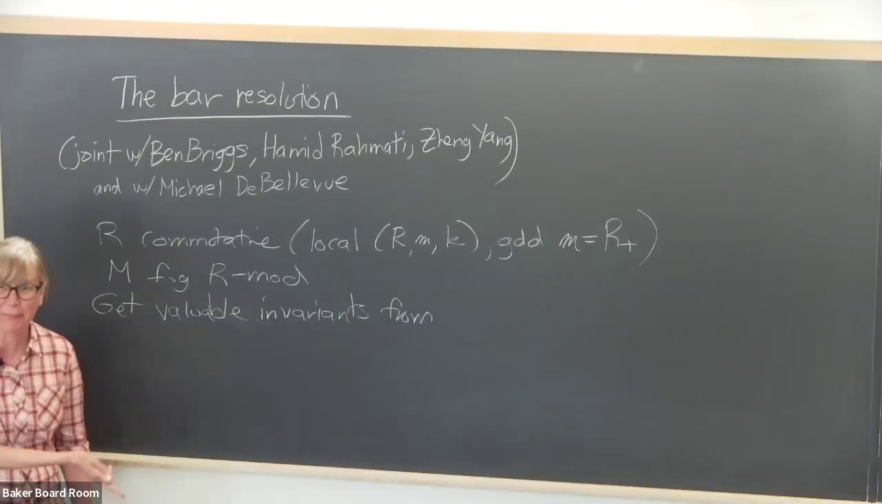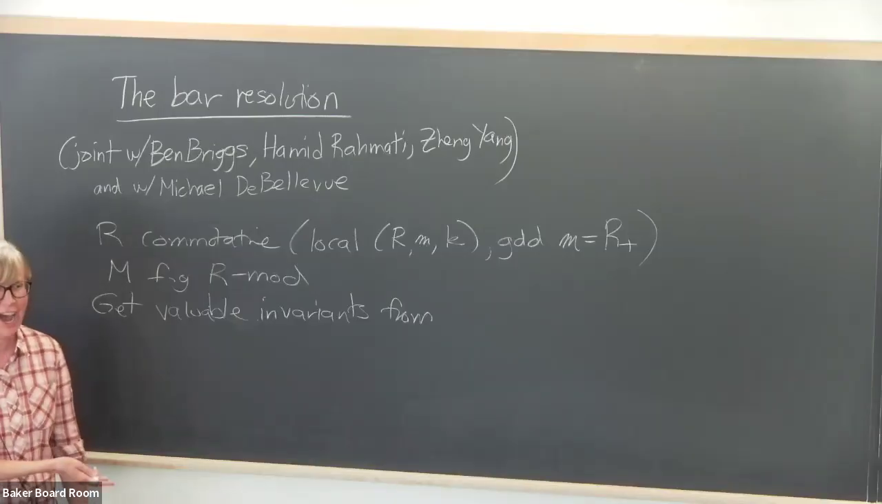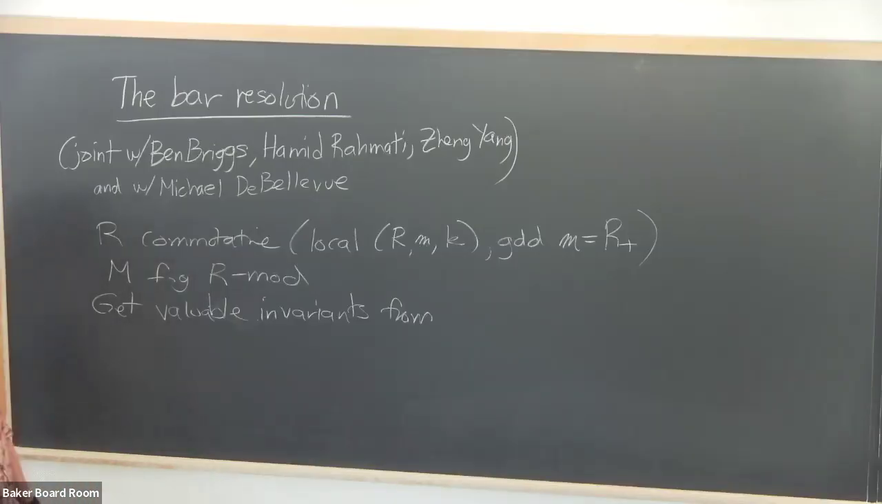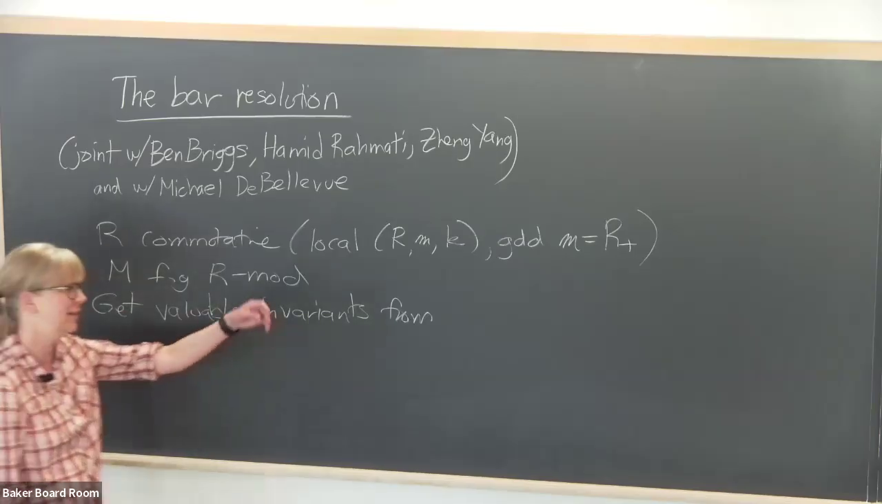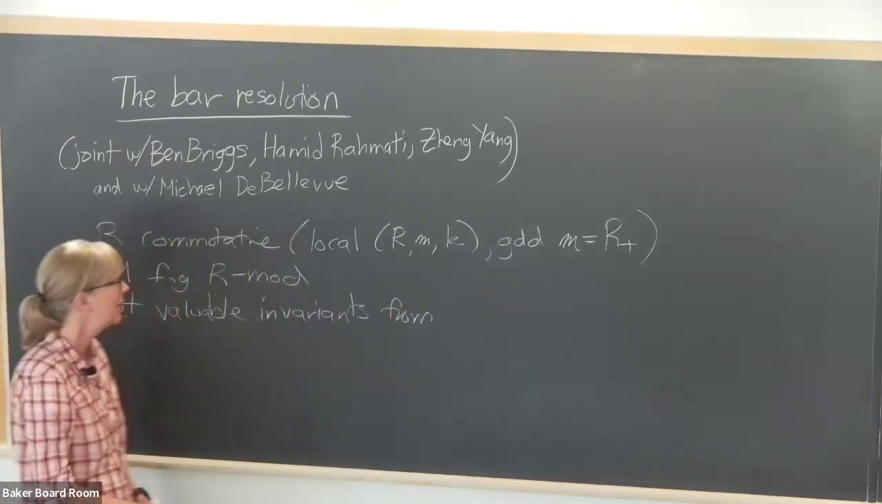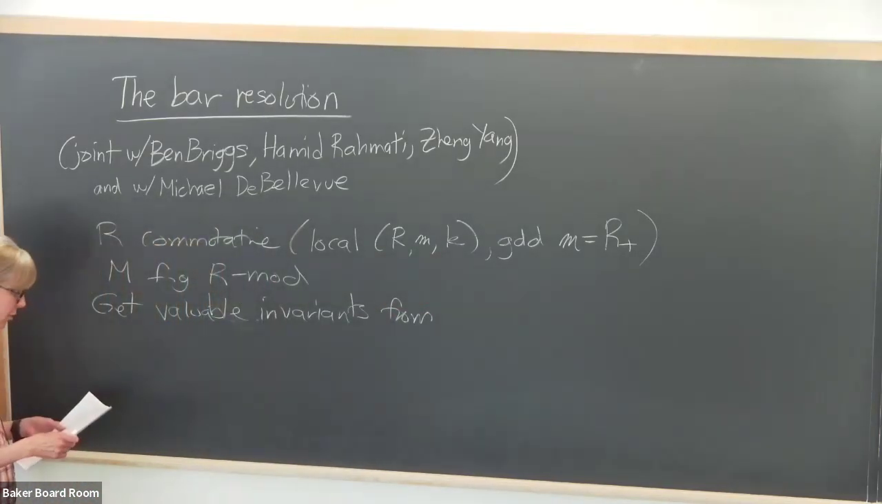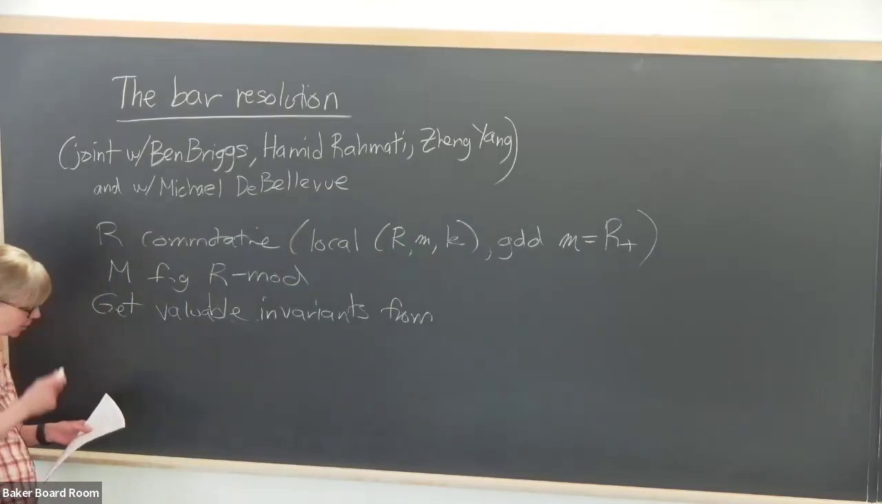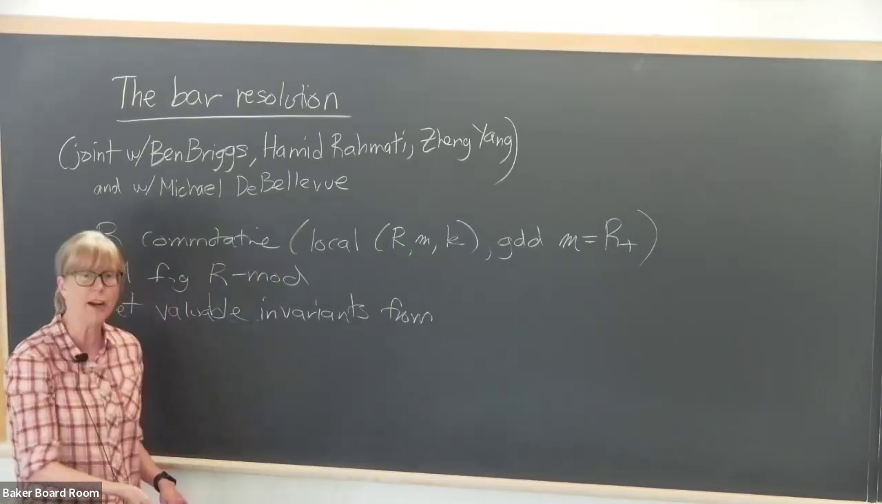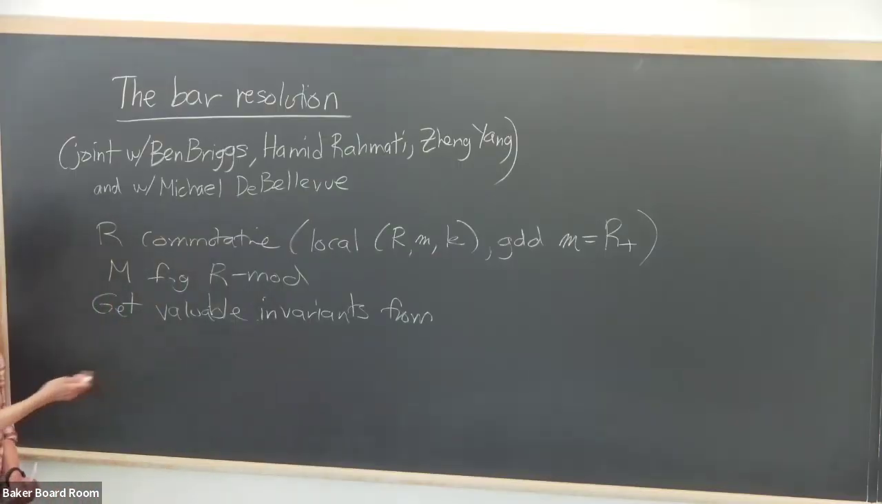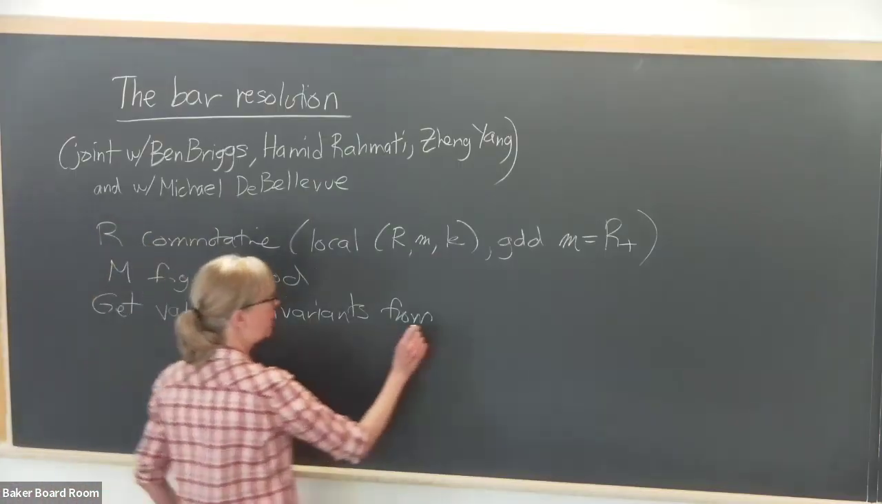So I'm going to talk about the bar resolution today. I'm not going to assume you know anything. My ring is commutative, and it's probably local or graded, and modules are finitely generated. You get valuable invariants for the singularity that corresponds to the ring that you have from free resolutions.